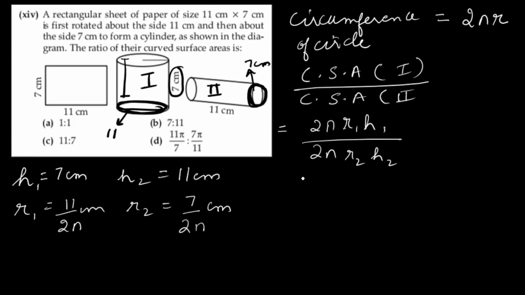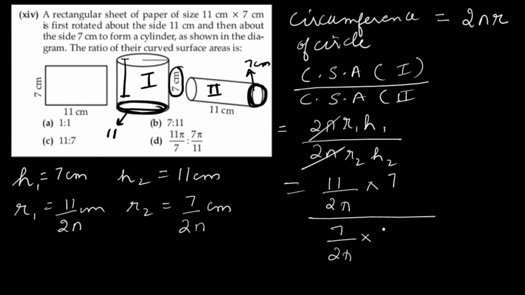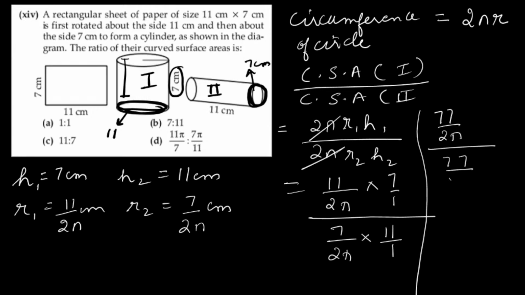We can just substitute the values. 2 pi and 2 pi will get cancelled. Up and down I am just cancelling 2 pi and 2 pi. R1's value is 11 by 2 pi and H1 is 7. Then R2 is 7 by 2 pi into H2 is 11. So what will this become? This will become 77 by 2 pi, you can multiply. Numerator with numerator, 7 you can write as 7 by 1 and 11 as 11 by 1. So 77 by 2 pi divided by again 77 by 2 pi.